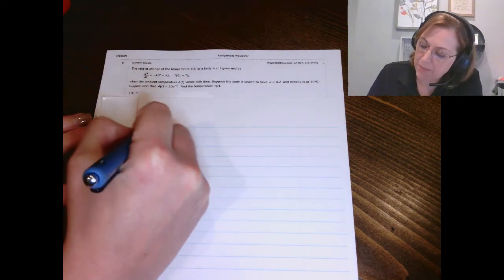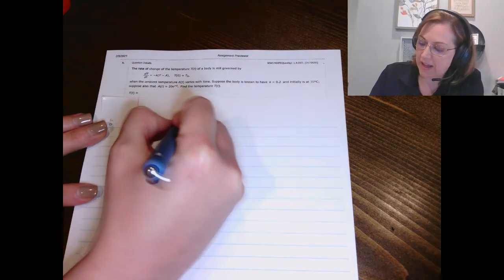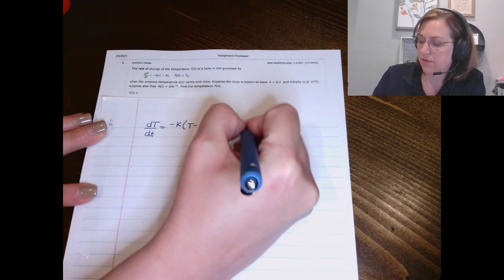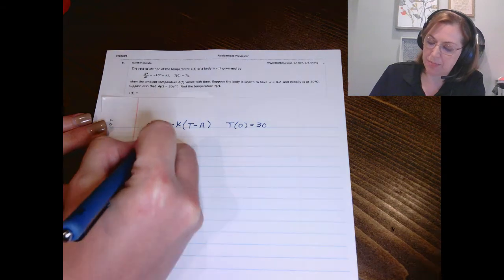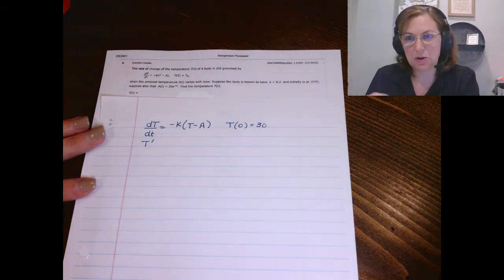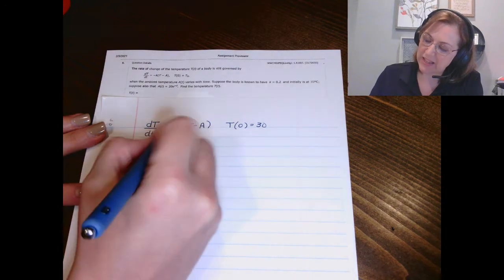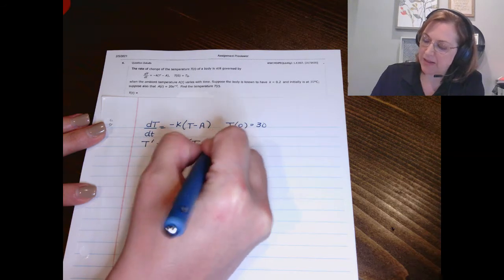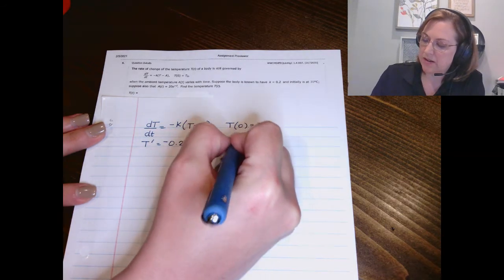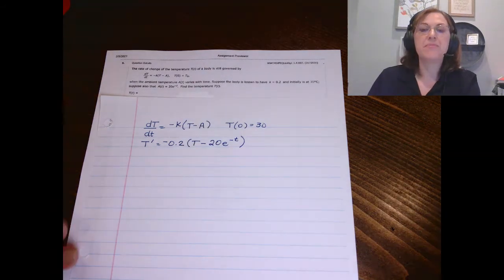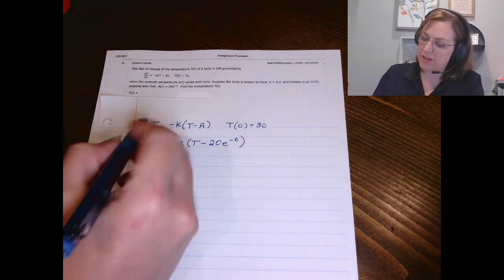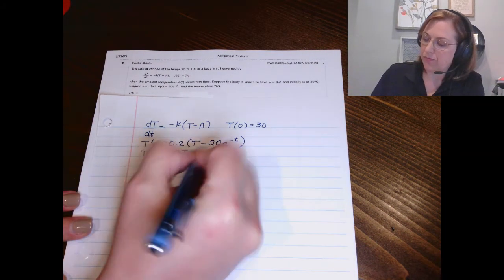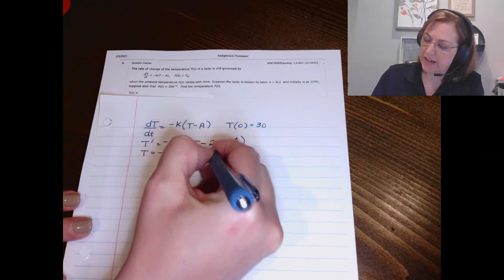So what I would do is go ahead and substitute in what I know. I'm going to call this T prime instead of dT, because that'll get a little confusing. And then I'm told that K is 0.2. And then I've got T minus, and my ambient temperature is given by 20 times e to the negative t. Now my first step is to distribute that negative 0.2, and that gives me 4 e to the negative t.